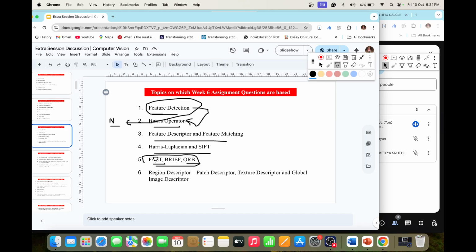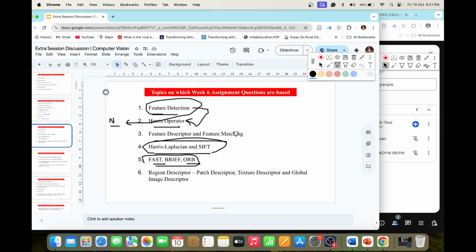ORB full form is Oriented FAST and Rotated BRIEF. So that is ORB, and that is also important. I have given examples for all this, even a numerical example. Not only the theory I have given, but what I have done in all my slides.